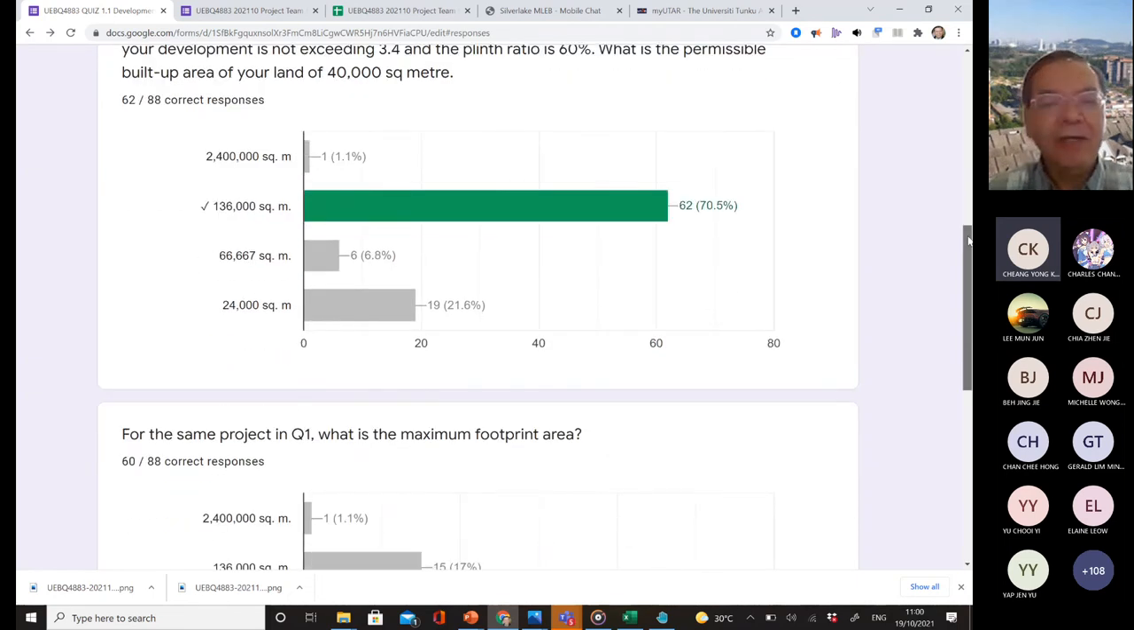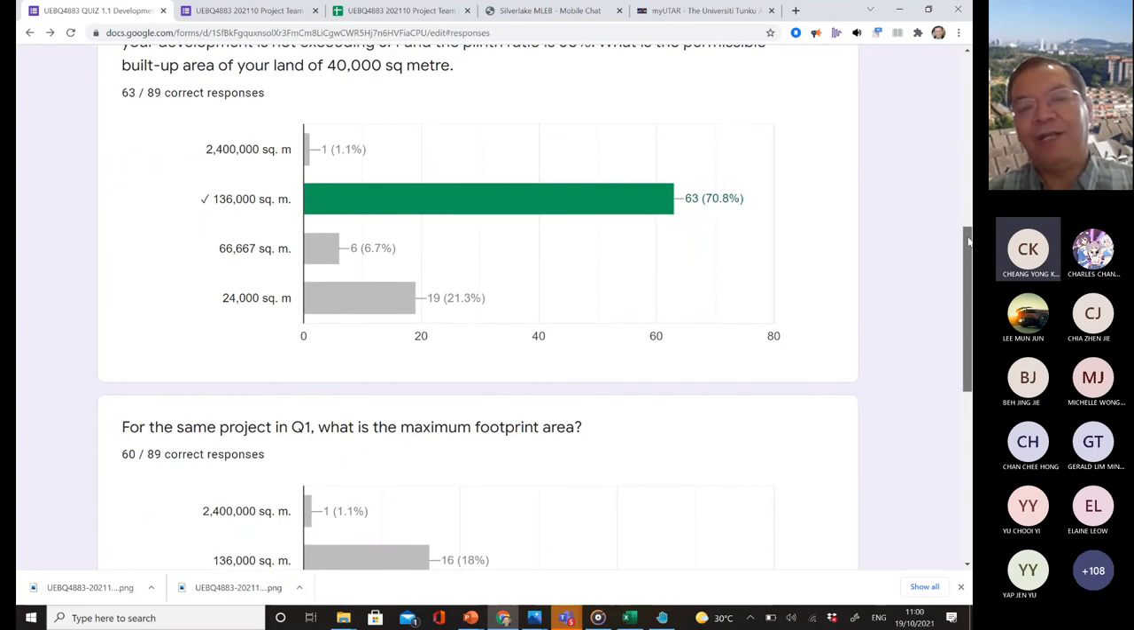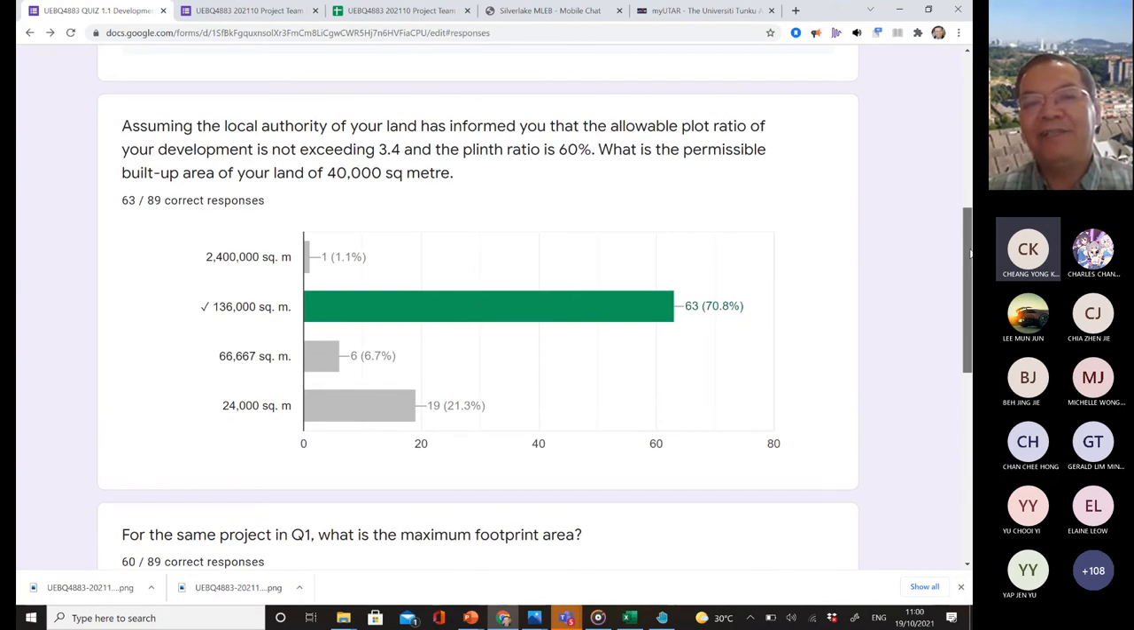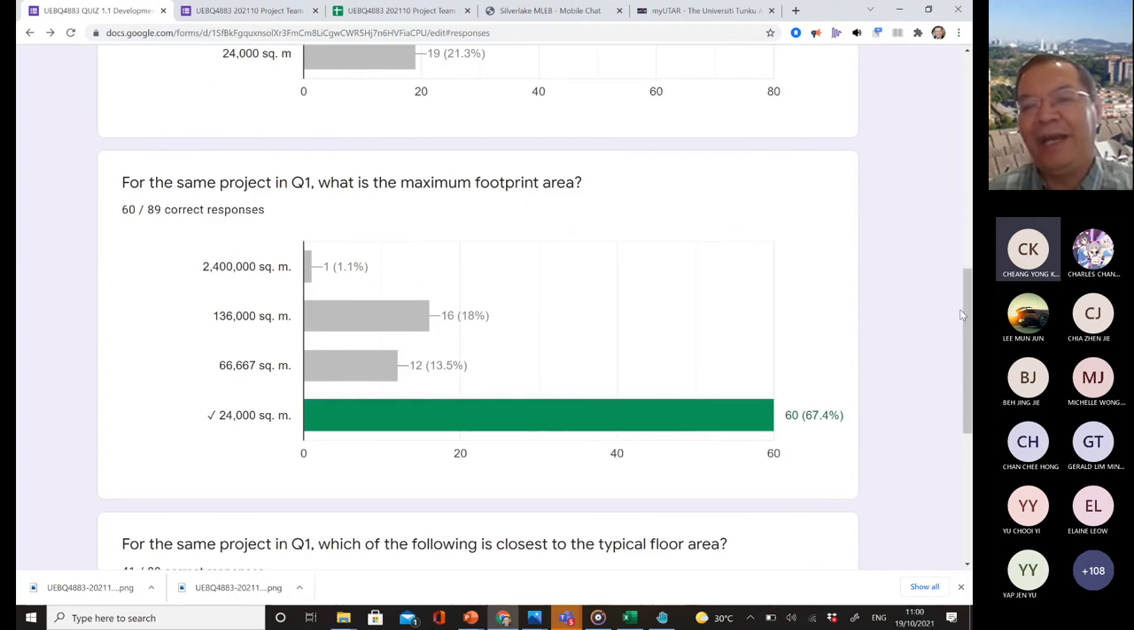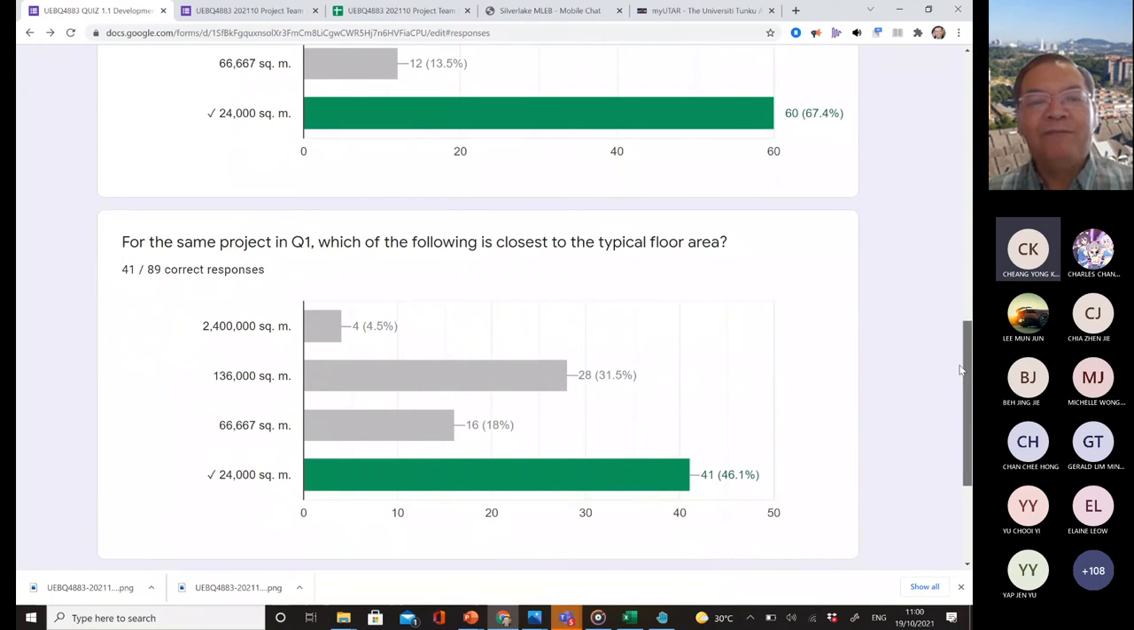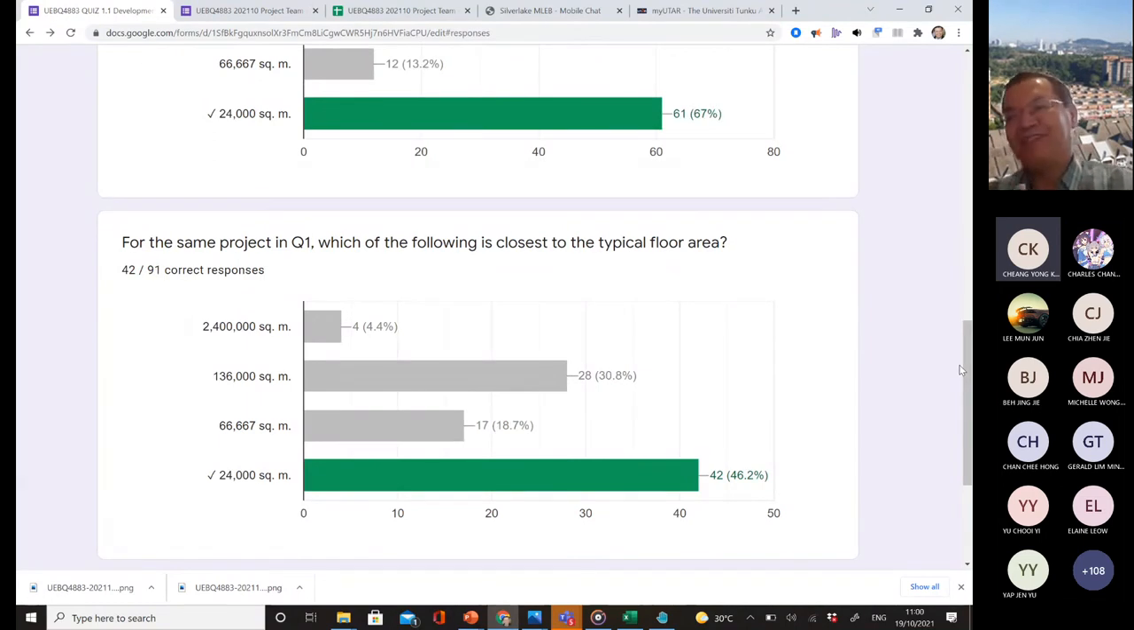Now for the same project in Q1, what is the maximum footprint area? The footprint area depends on the print area percentage. The question has said that the print area is 60%, so 60% times 40,000, therefore 24,000, that is your footprint area. Now the next question, for the same project, what is the floor area closest to the typical floor area? The typical floor area normally is very close to the footprint area. It cannot be exact, but it will be very close.